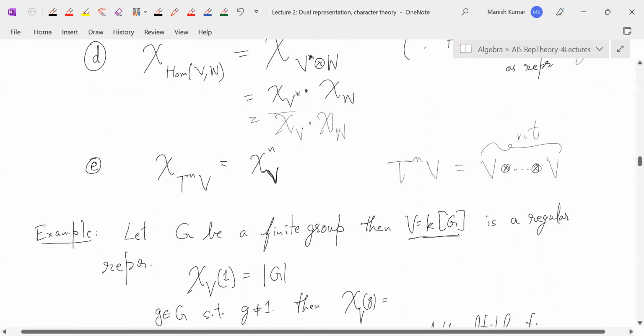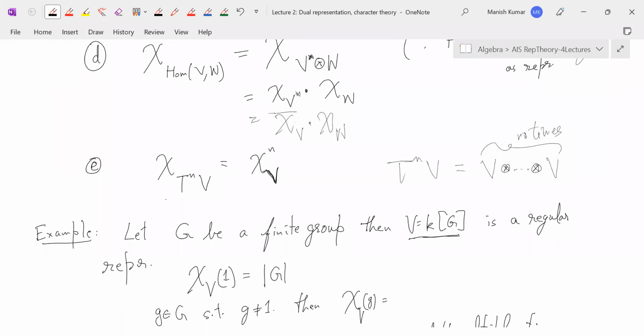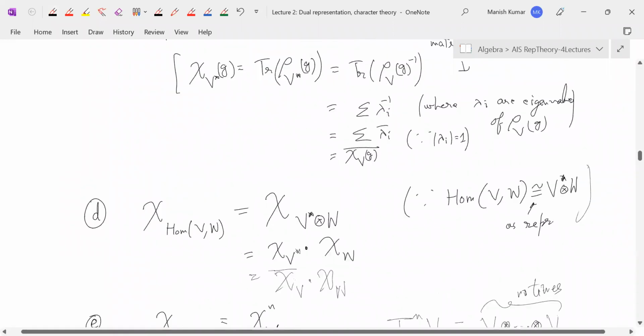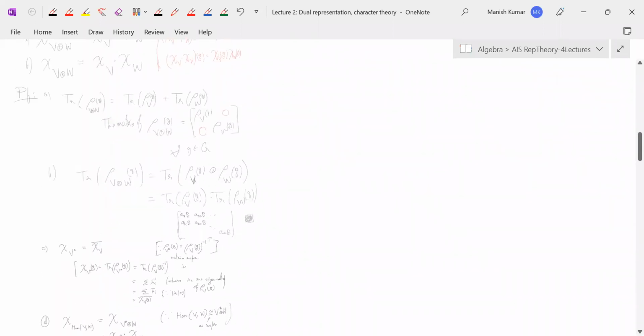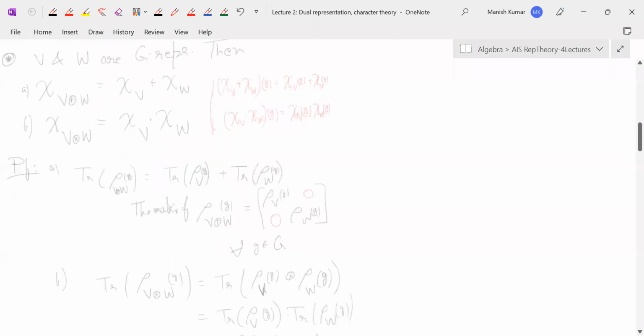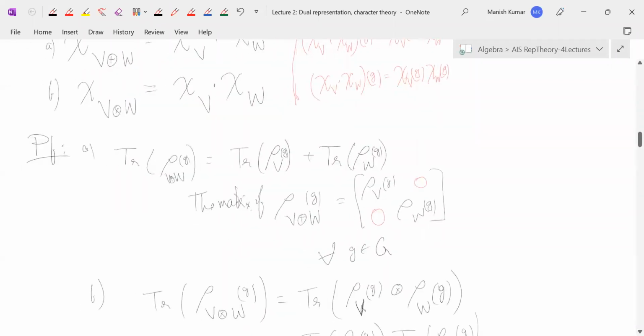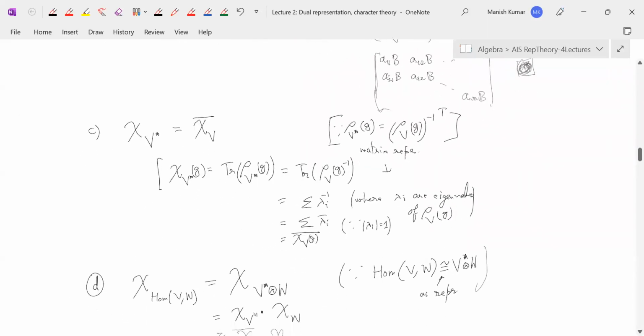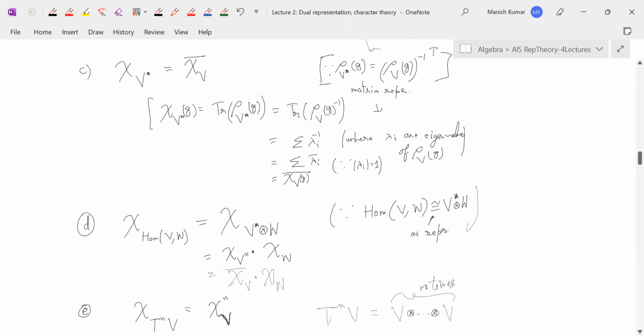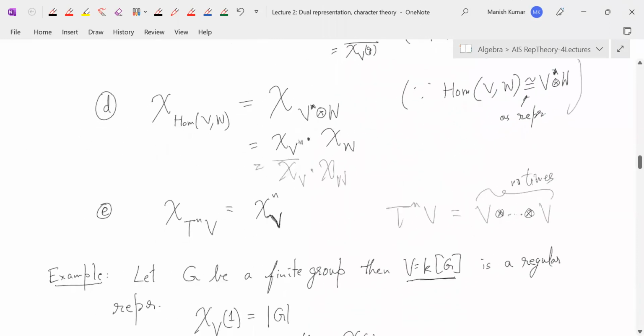Okay, so this is how some of the basic formulas for characters look. We have done various operations with representations, and these are some basic formulas for the characters. So direct sum adds, for tensor product it multiplies. For dual, you just have to take the conjugate, and for Hom, you just combine tensor product and dual. So let's do some computation.